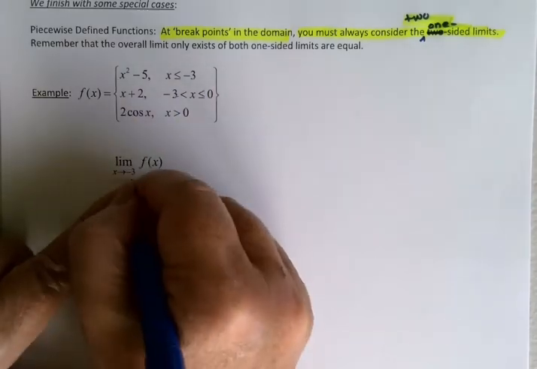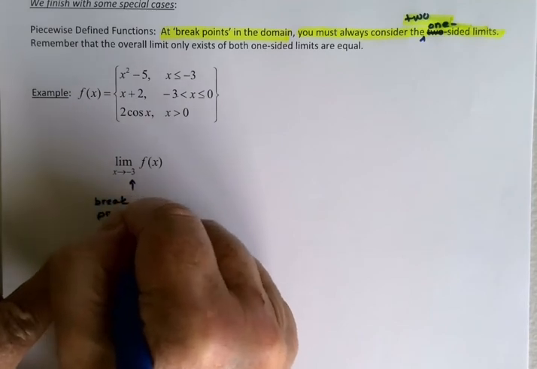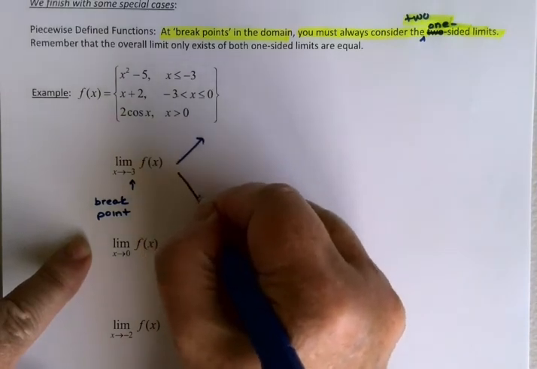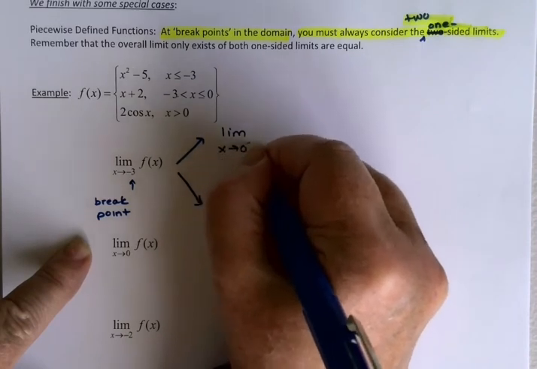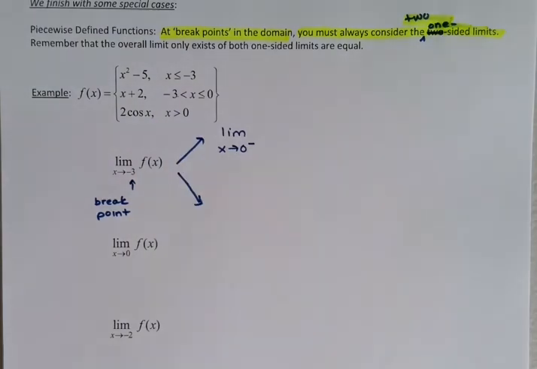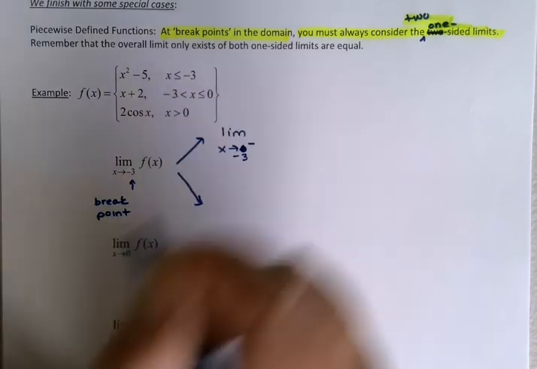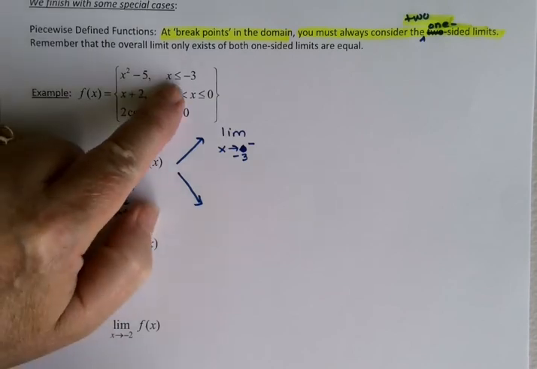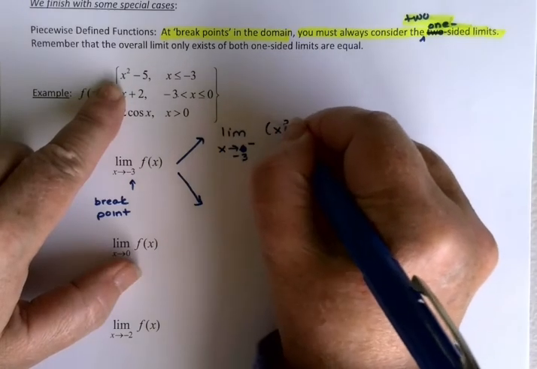That is one of those breakpoints in the domain, which means I'm going to immediately say I'll have to do two one-sided limits. Let's start with the limit as x approaches -3 from the left. If we're approaching -3 from the left, that would be numbers smaller than -3. We'd be using the function x squared minus 5.